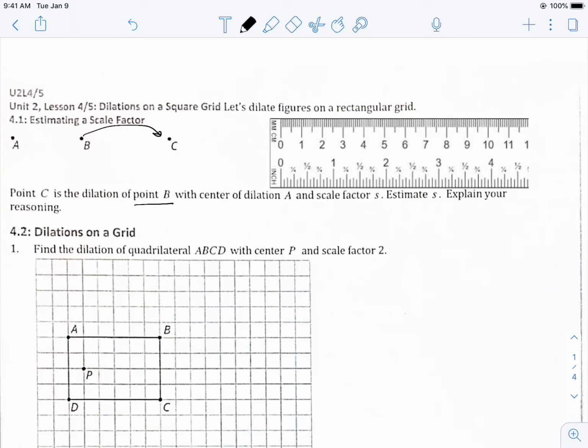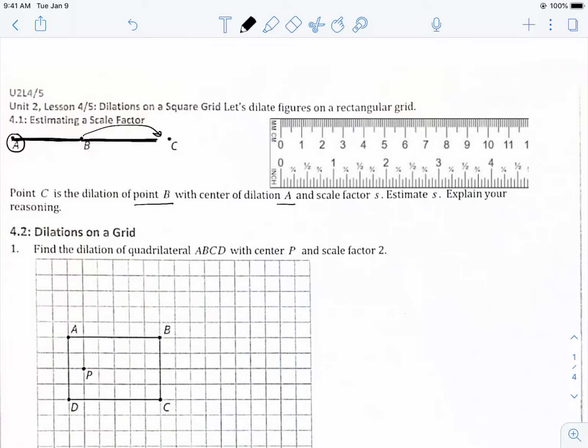And the center of dilation is A. So here is our center. And we moved it, and it's done by some kind of scale factor. So we're going to estimate that scale factor, and you should be able to explain what's going on. So if we start here and we think we're moving B, how far is A to B? So if we look from A to B, we can eyeball it. If I just roughly guess, I would think that's about the same as to about right there. That's probably pretty close.